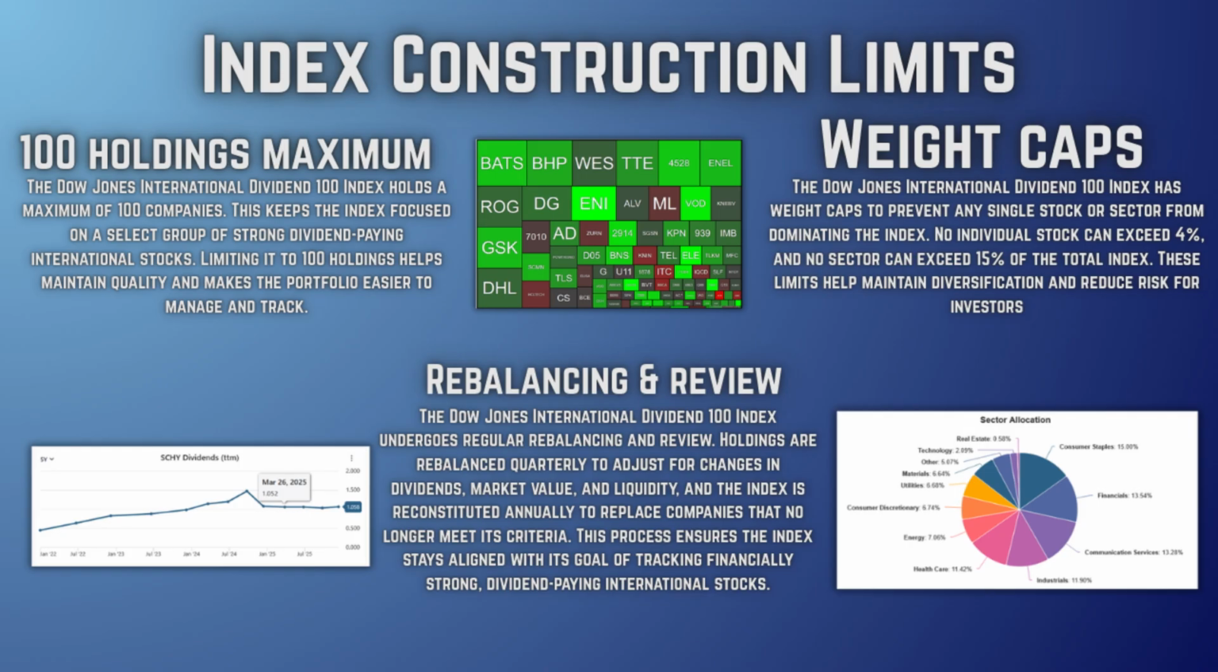Next, we'll be going over the index construction limits. These are similar to the rules, but are more fundamental than the rules. So for the first limit, if you really want to call it that, 100 holding maximum. The index caps out at exactly 100 stocks. This keeps the portfolio focused on the highest quality international dividend stocks.